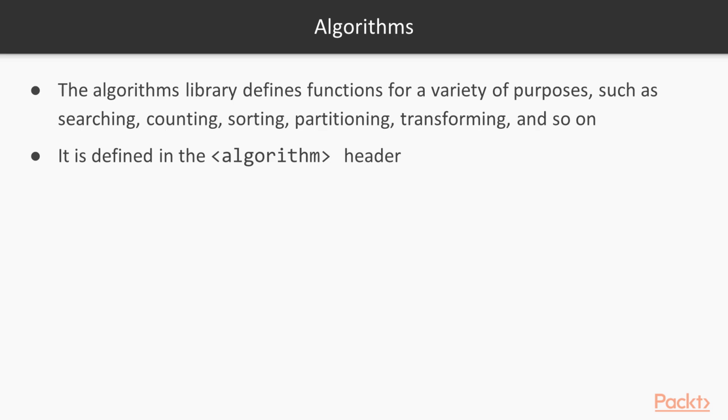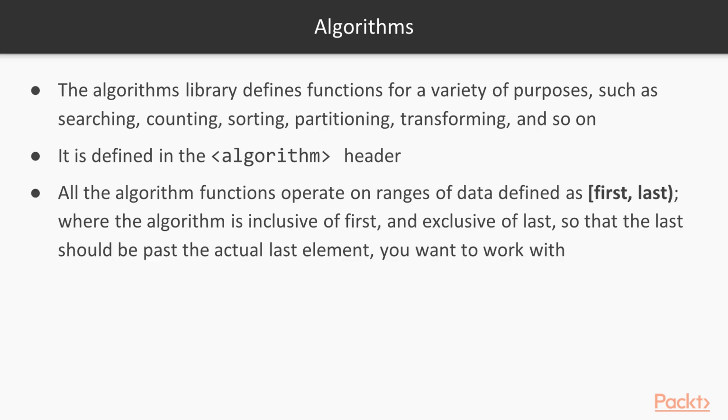Everything we will talk about is defined in the algorithms header, with the exception of the numeric algorithms, which are defined in the numeric header. Don't worry, we will cover that when we get there. All of the algorithms operate on ranges of data defined as first to last, where the algorithm is inclusive of the first element and exclusive of the last. Last always refers to one past the actual last element we want to work with.